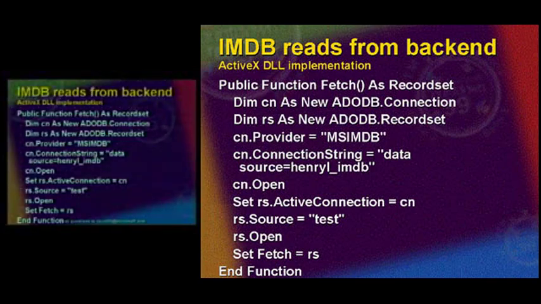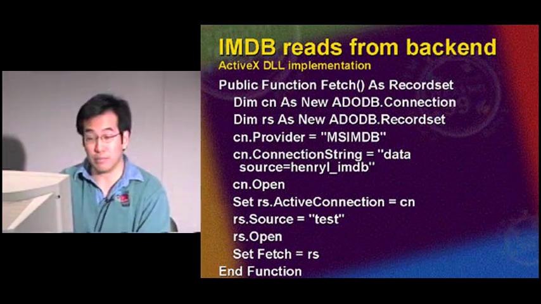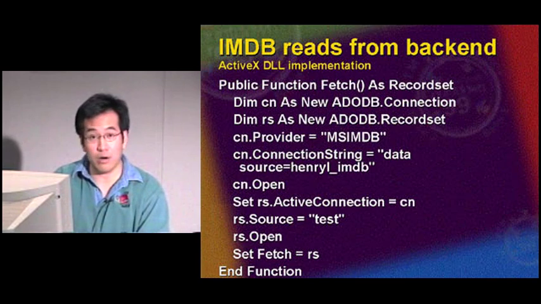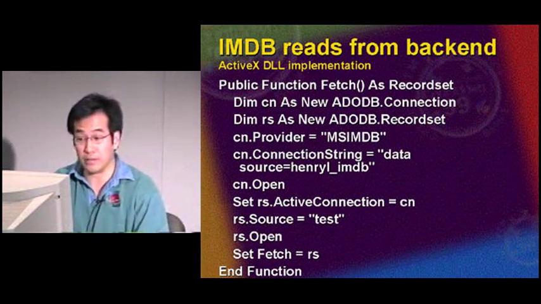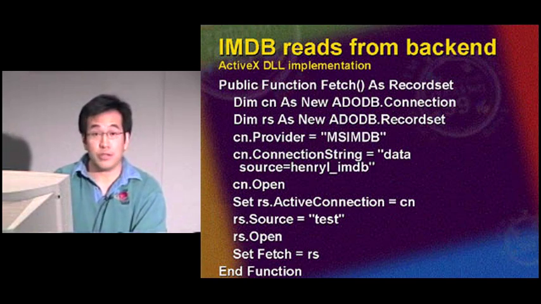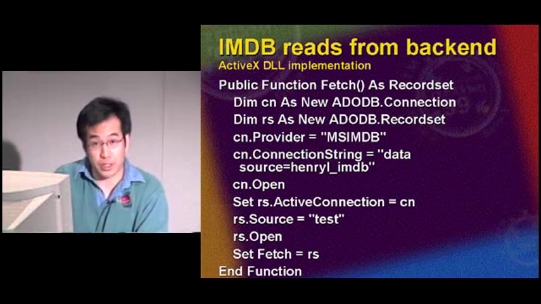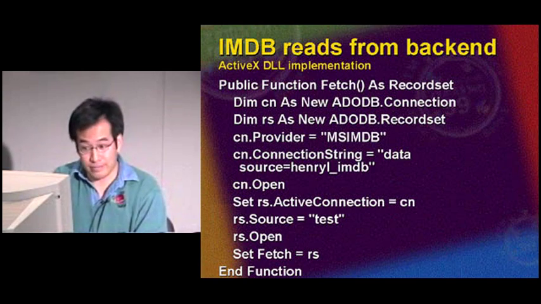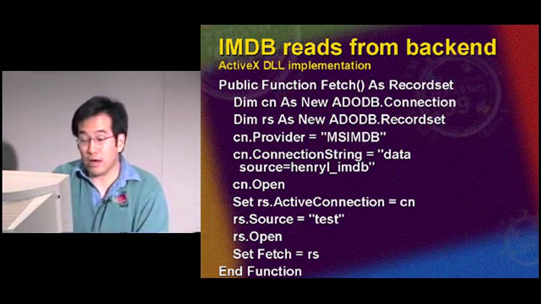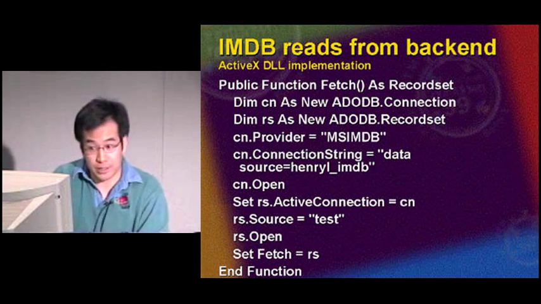In Visual Basic and ADO, we implement an ActiveX DLL, and in this case, that simple DLL, all that it exposes is the public function that we call fetch. The fetch method returns as a result an ADO record set, and this record set being from IMDb. As we see, all that we need to do is declare 2 variables, CN as our ADO connection and RS as our ADO record set object.